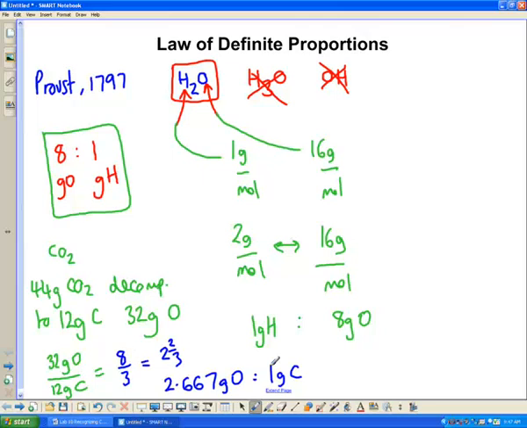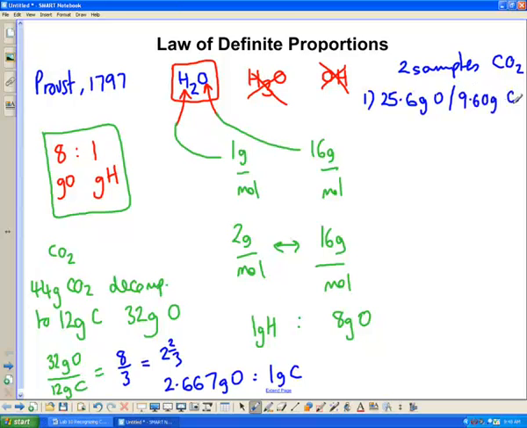So here's a question for you. We had 2 samples of CO2. One sample produced 25.6 grams of oxygen and 9.6 grams of carbon. The other sample produced 21.6 grams of oxygen and 8.10 grams of carbon. And the question is, show that these results are consistent with the law of definite proportions.